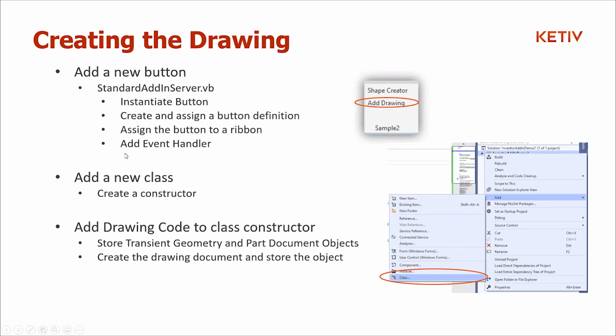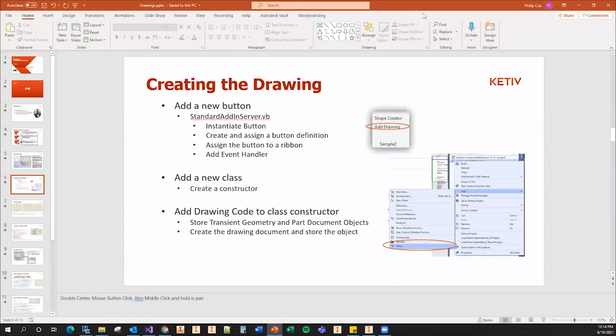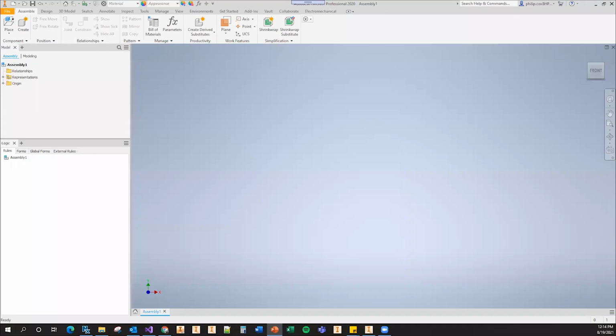Then we're going to create a new class along with a constructor. And I'll show you kind of how to do that. You can see the menus over here. And then we'll add in a couple lines of code just to get our drawing document up and running. So let's go ahead. I'm going to pull the PowerPoint over here for later use. We're in Inventor. I'm going to show you just really quick where we are.